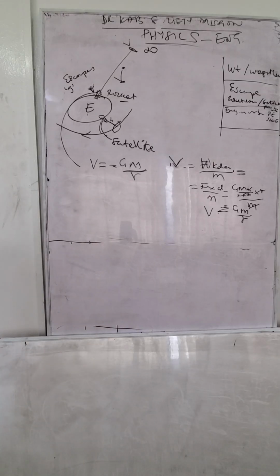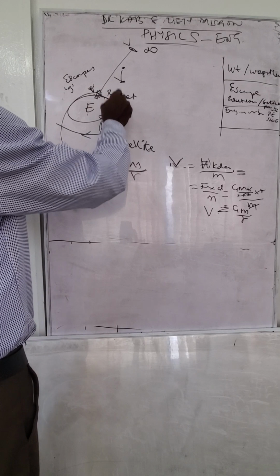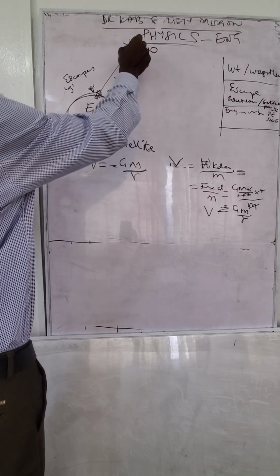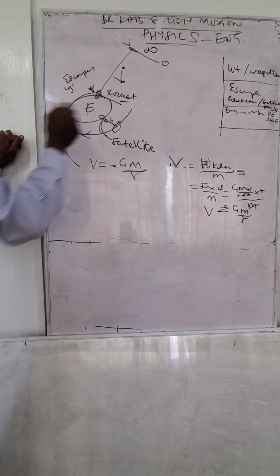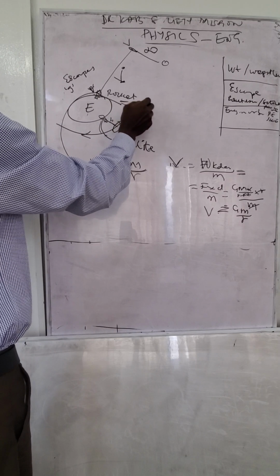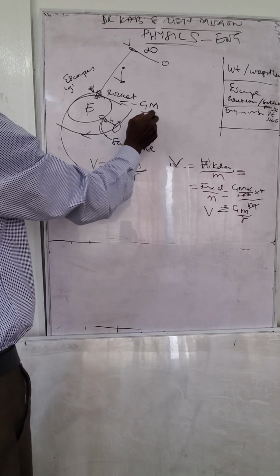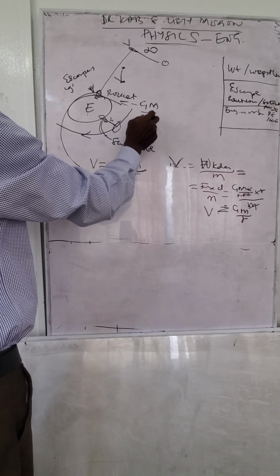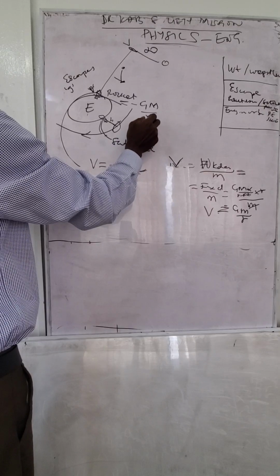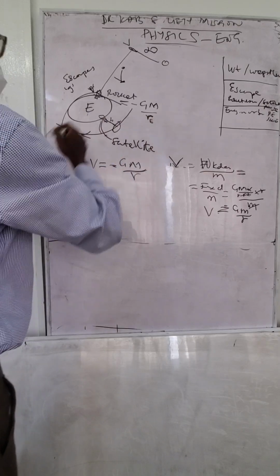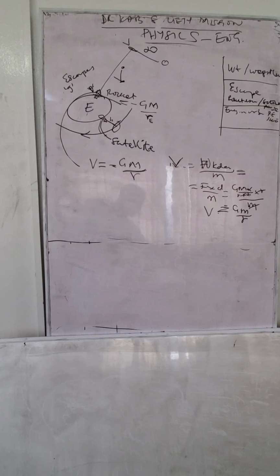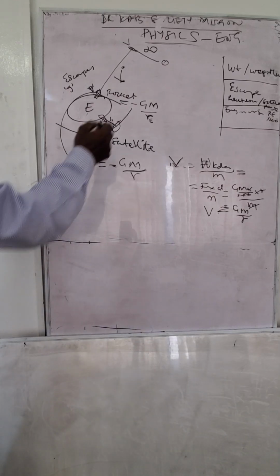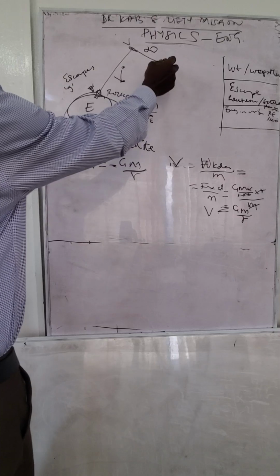Now, what we have to do is we should know the potential here at the surface of the earth, and then the potential at infinity. The potential at the surface of the earth is equal to negative GM over R_E, the radius of the earth. Right, so that is the potential here. The potential at infinity is 0.